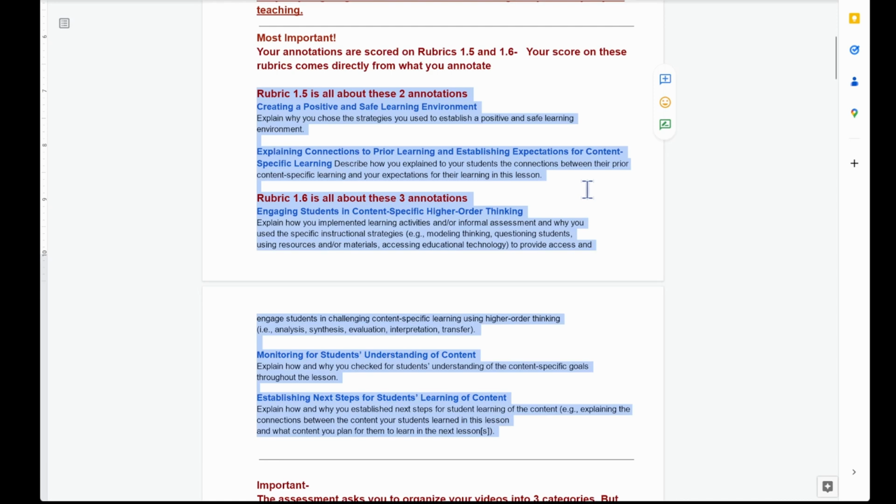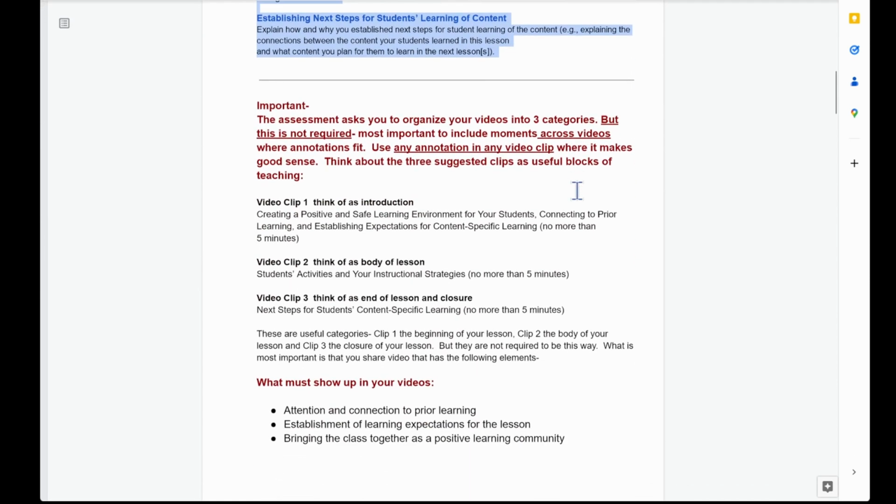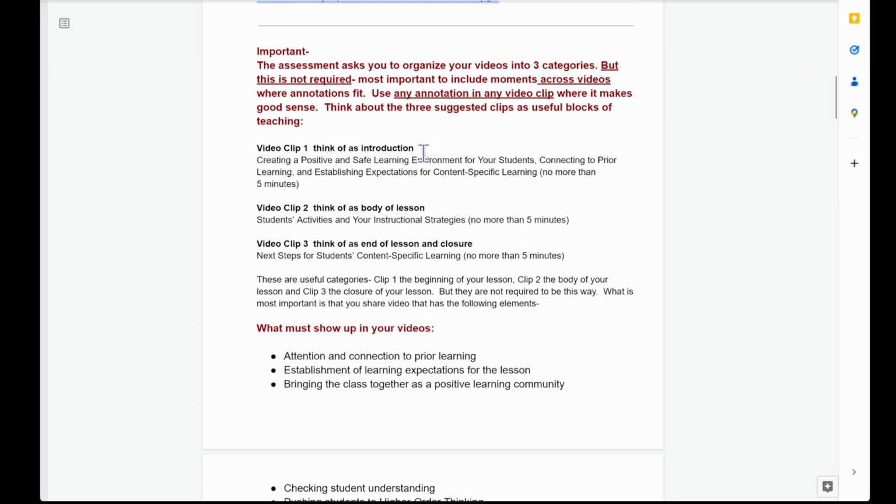And here are directions. I put out an important notice. The assessment asks you to make 3 distinct videos. You can do that, but what matters most is that you have elements in your videos that show each of the 5 annotations, those things that are happening in your teaching that reflect those annotations. It doesn't really matter which video those annotations show up in. You just want to make sure that they're present.